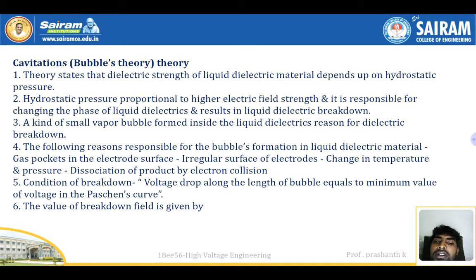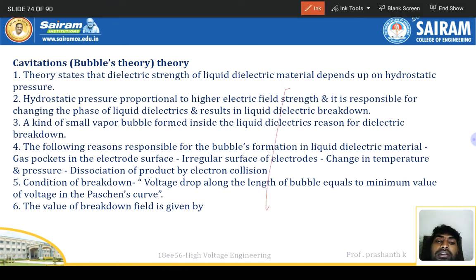The following reasons are responsible for bubble formation in liquid dielectric materials: gas pockets on the electrode surface, irregular electrode surfaces, change in temperature and pressure, and dissociation of products by electron collisions. The condition of breakdown is that the voltage drop along the length of the bubble equals the minimum value of the Paschen's curve. Paschen's curve we already discussed, right? Here the x-axis is V and the y-axis is PD, for H2, CO2, air and others, in the second or third video, I guess.